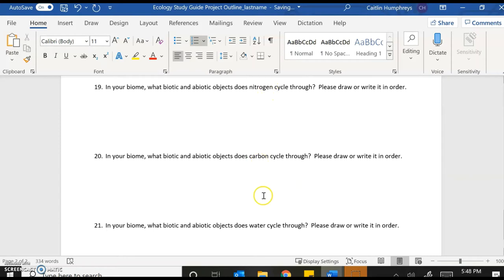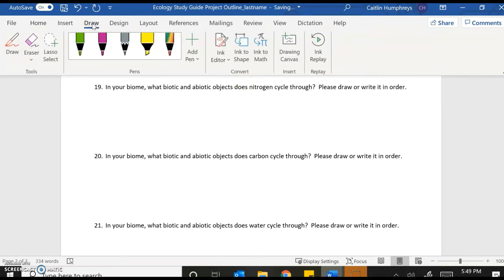So now I'm on my cycles. Now I'm on nitrogen, carbon, and water. Now we know that nitrogen is found in the atmosphere. So I'm going to go on my draw cycle because it literally asks you to draw. So it says what biotic and abiotic factors, please draw. So we're going to draw this out. Nitrogen is what I'm cycling. So we start with the nitrogen cycle. Nitrogen is found in the atmosphere.